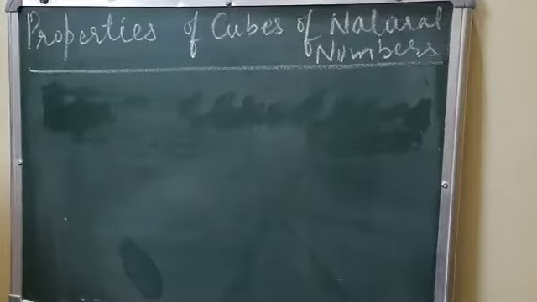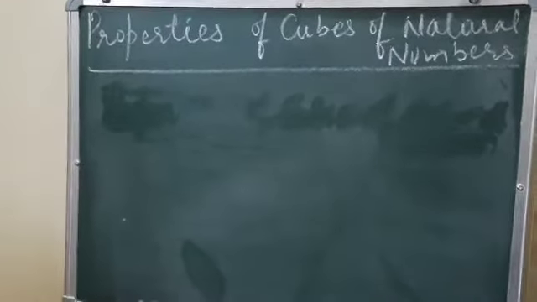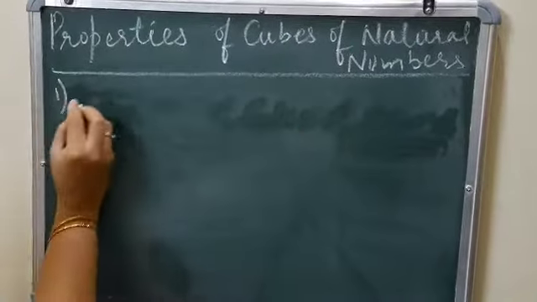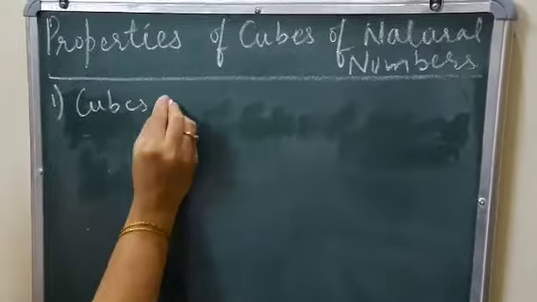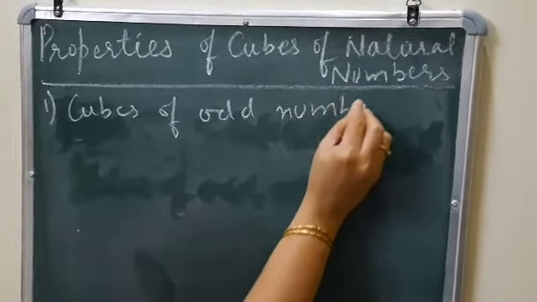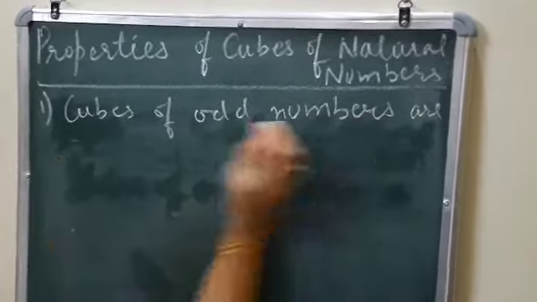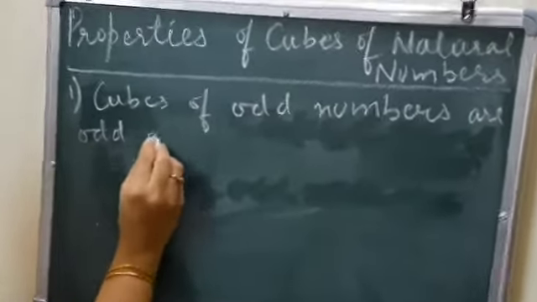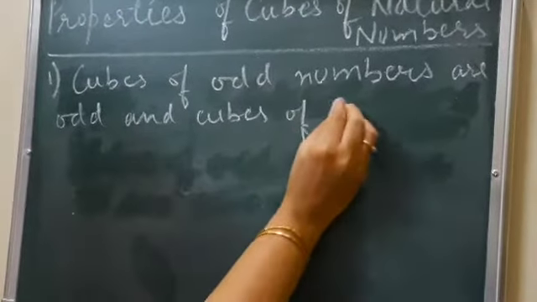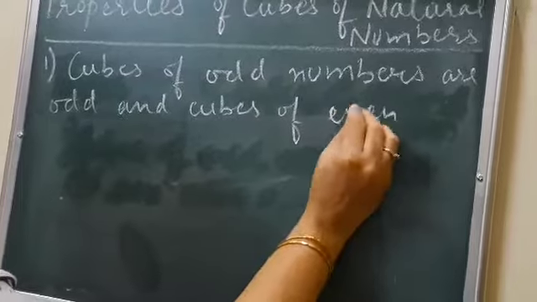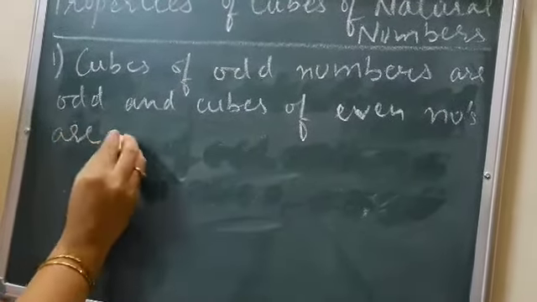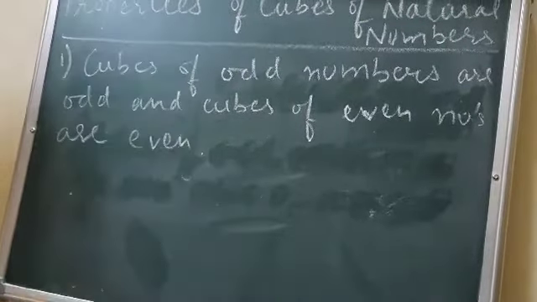Good morning, students. Today we'll discuss the properties of cubes of natural numbers. Now, the first property is that cubes of odd numbers are odd and cubes of even numbers are even. If you are finding the cube of any odd number, then you will get an odd answer only, and if you are finding the cube of any even number, it will be even only.